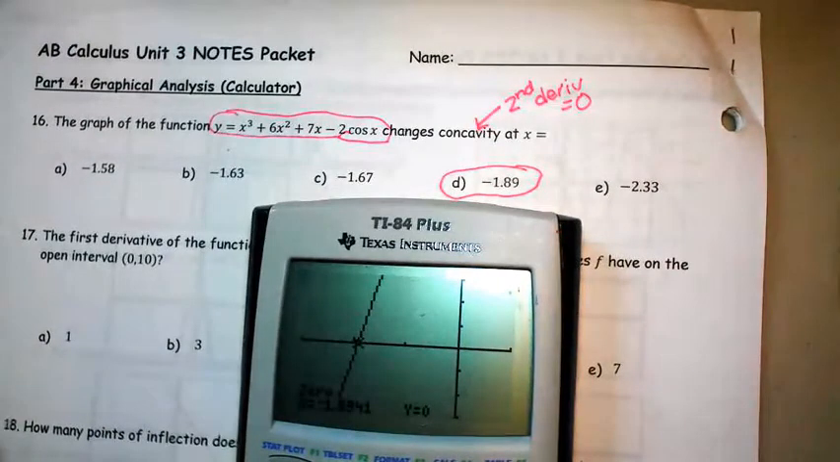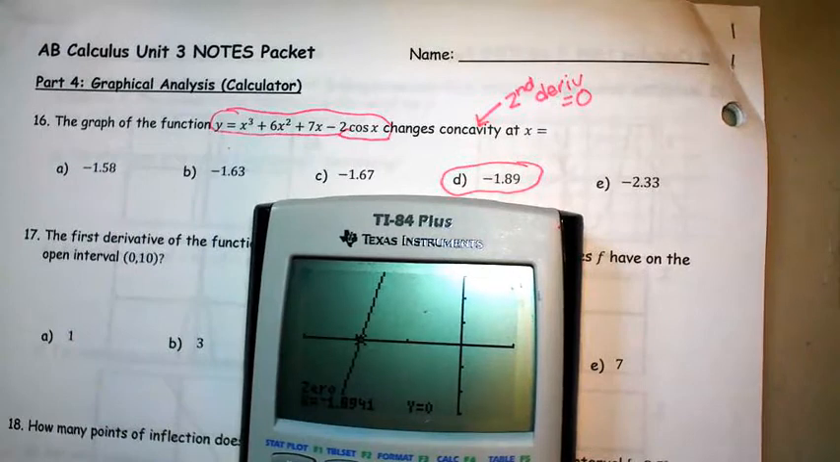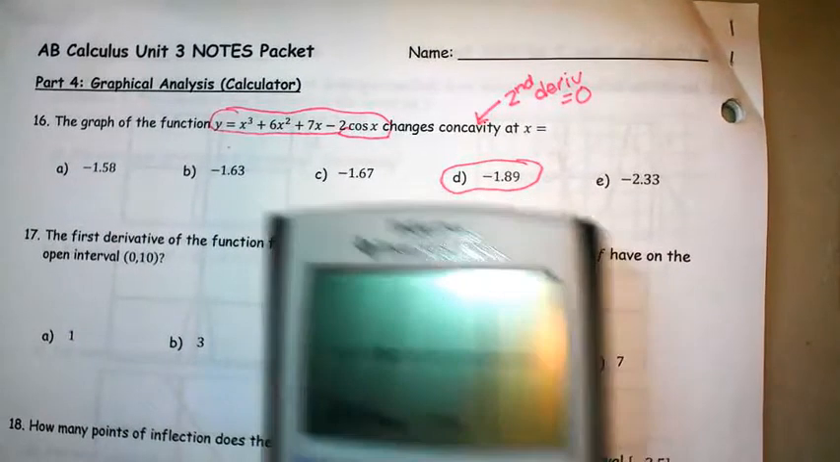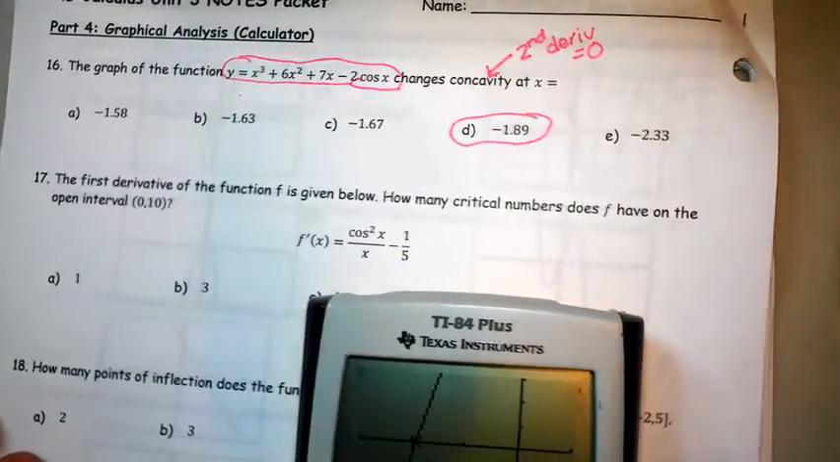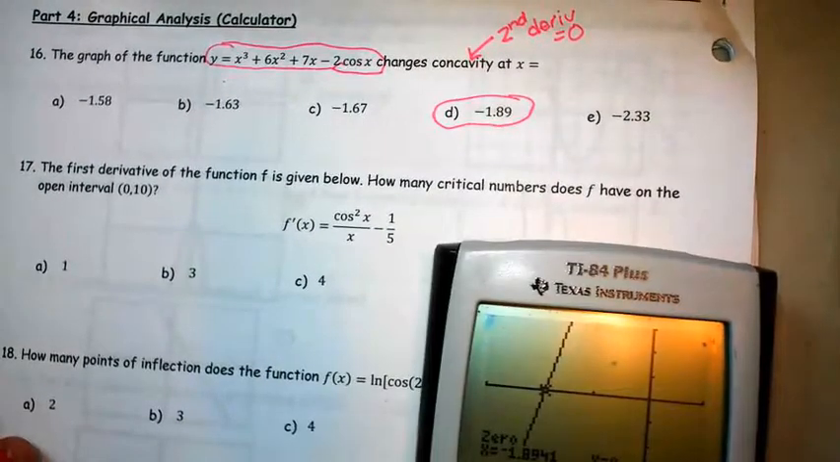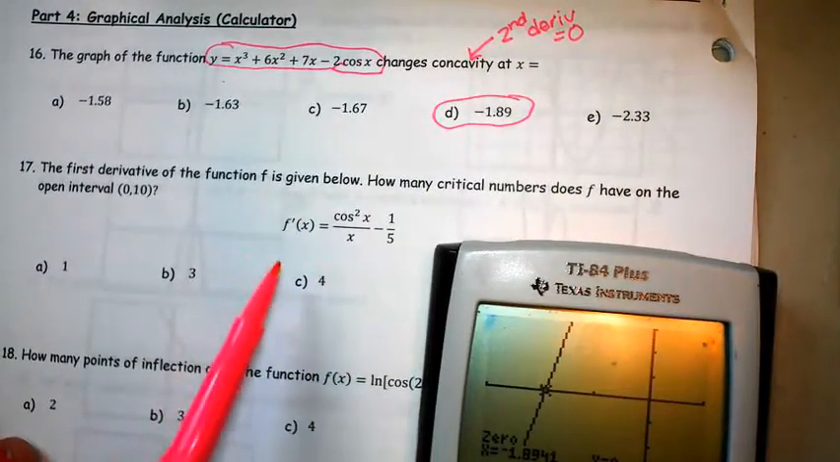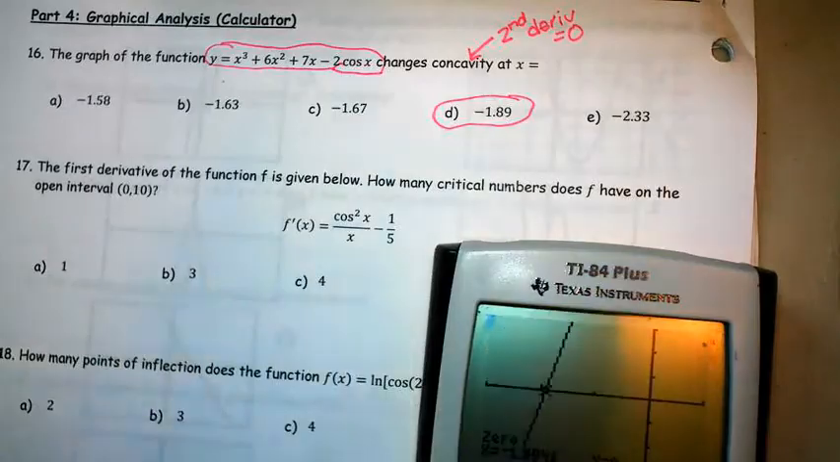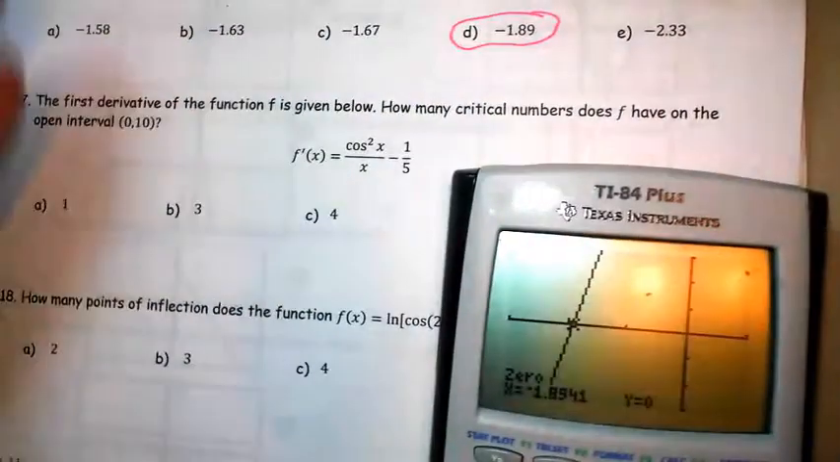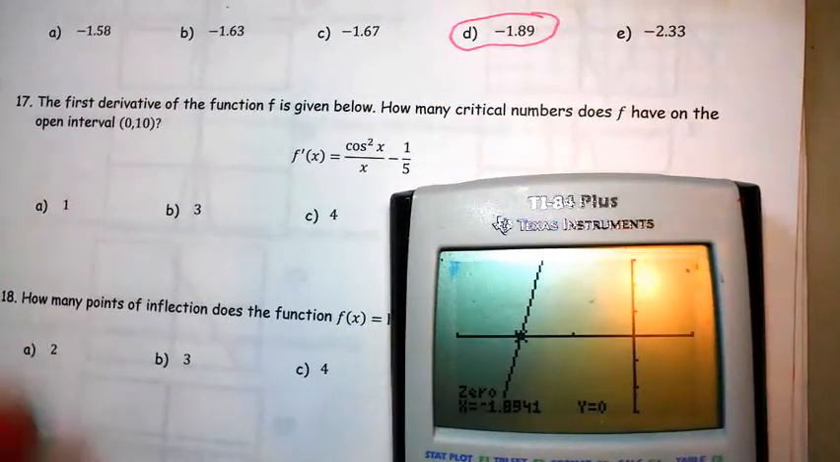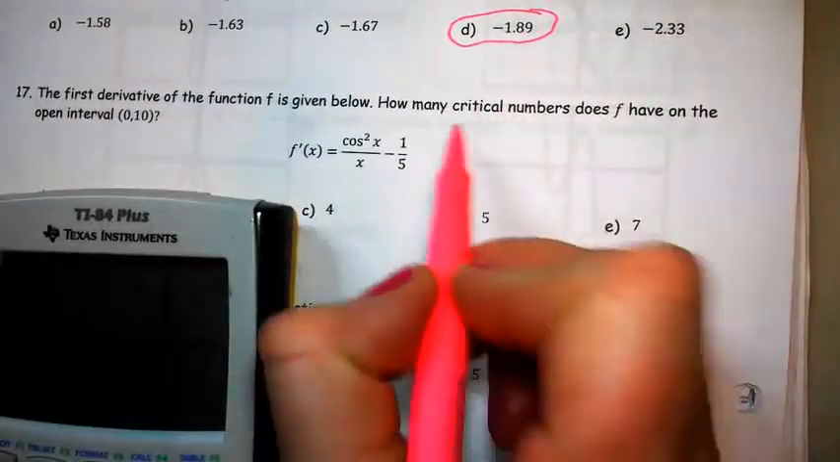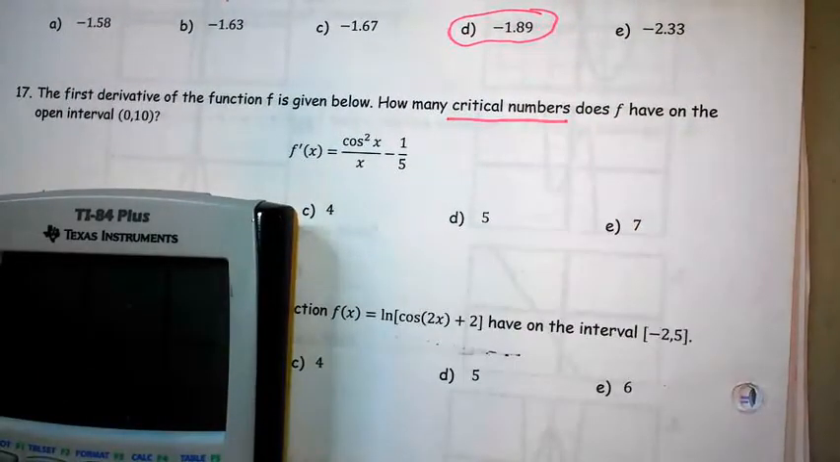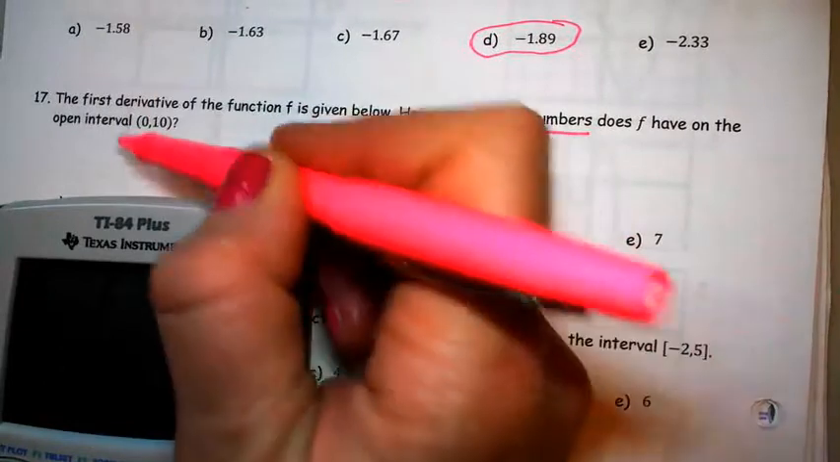Okay, let's try set number 17. There's different ways to do these, so if you have a different way and you still get -1.89, that is great. Number 17 says the first derivative of the function is given below. That's really important to make note of, that they gave us the first derivative. Then it says, how many critical numbers does the function have on this interval 0 to 10?